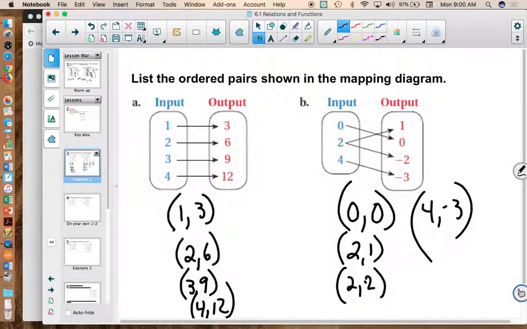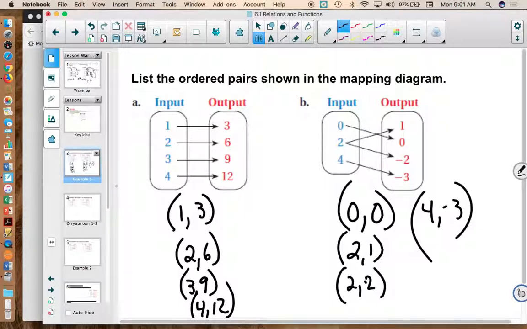There are less ordered pairs. 1, 2, 3, 4. No, they're the same number of ordered pairs, but there is less variety. You agree with that? And they use the same. What number are they using more than once? The input of 2. Remember when we started this and we talked about the objective?